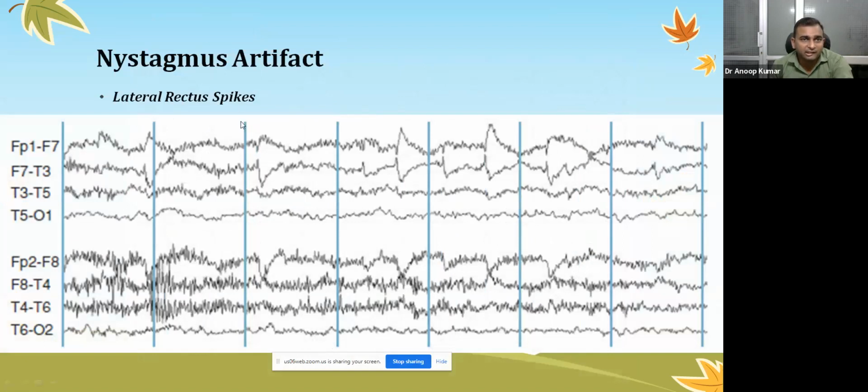Here you can see the lateral rectus spikes, which are more towards the anterior temporal leads, which are F7 on the left side and F8 on the right side. These are the lateral rectus spikes you can see.